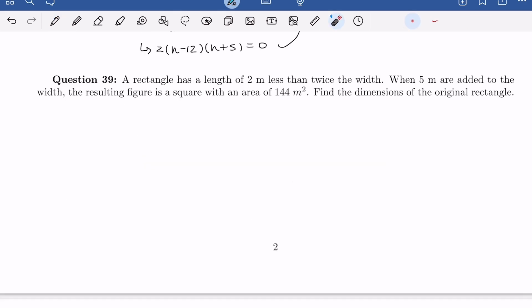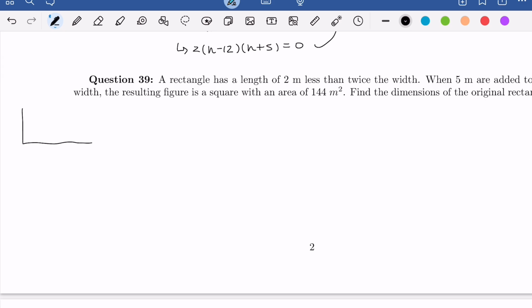Alright, so this brings us to our next question here. We're told that a rectangle has a length of 2 meters less than twice the width. And before we move forward, I'm just going to draw that so we have a good idea of what this looks like. It's going to be a rectangle. Alright, so we're told that the length of this is going to be 2 meters less than twice the width. Well, the width is going to be this guy, and so the length here is going to be 2 meters less than twice the width. So that looks like that there.